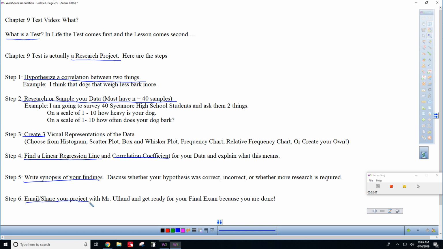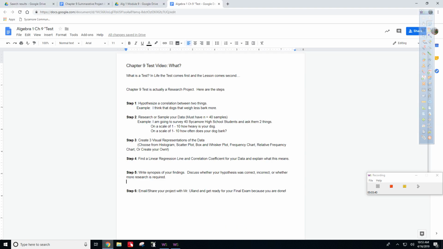My buddy Carson, he did his box and whisker plot on his graphing calculator and then took a picture and included it in his document. That was a great way to do it. Okay? Then I would write a synopsis of my findings.